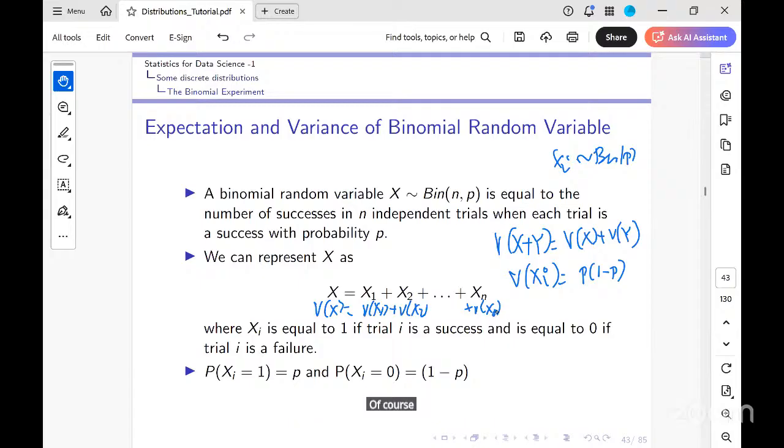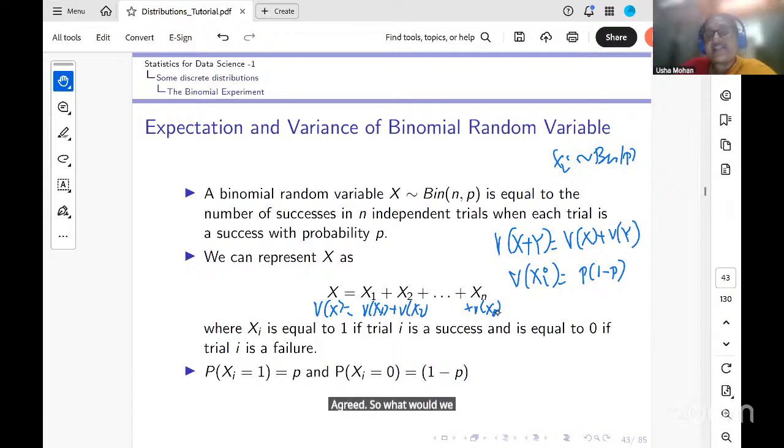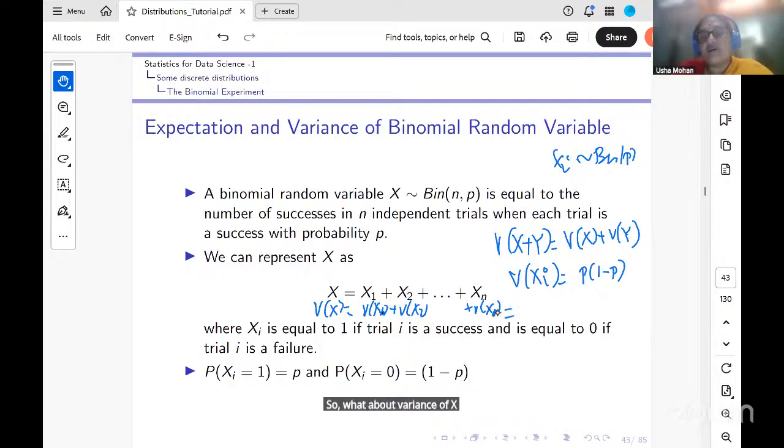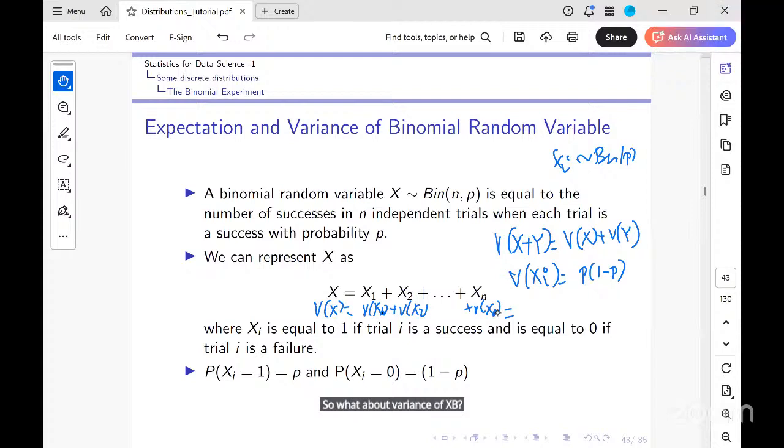Agreed? And what is the variance of each xi? p into 1 minus p. So what would variance of x be? n times p into 1 minus p. Is this clear?